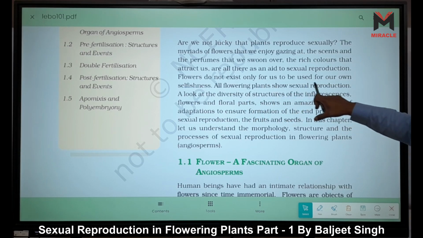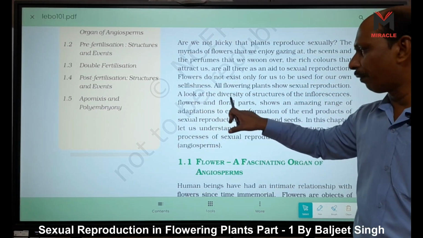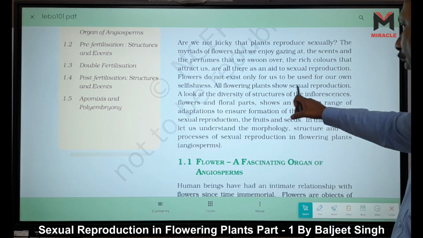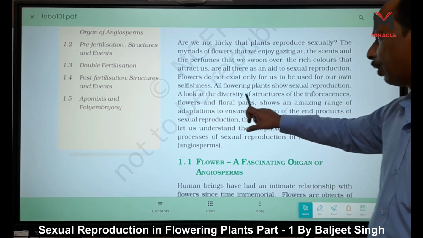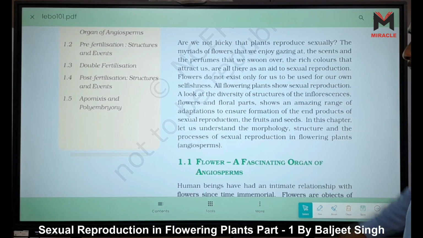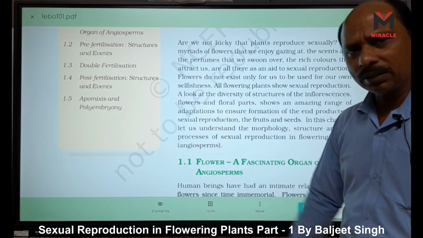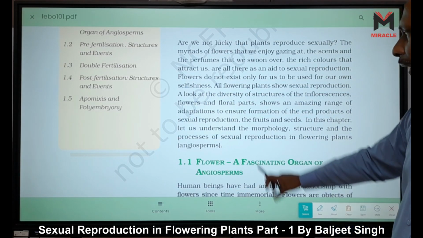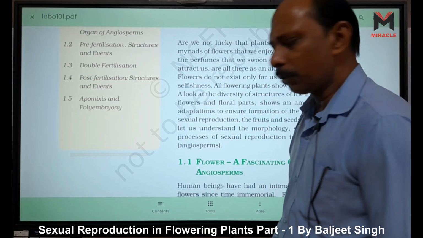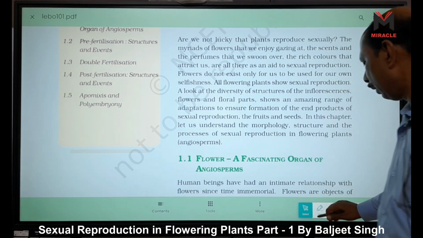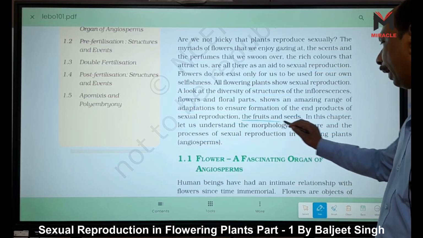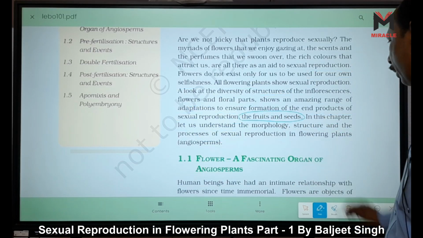All flowering plants show sexual reproduction. A look at the diversity of all flowering plants, all angiosperms, shows sexual reproduction. A look at the diversity of structure of the inflorescences, flowers and floral parts shows an amazing range of adaptations according to the environment to ensure formation of the end product of sexual reproduction. What is the end product? The fruit and the seed. These are the end products, right?